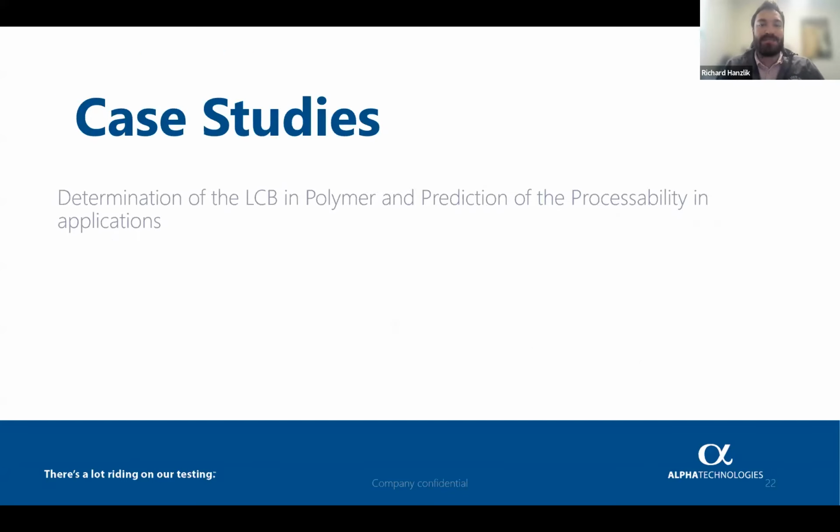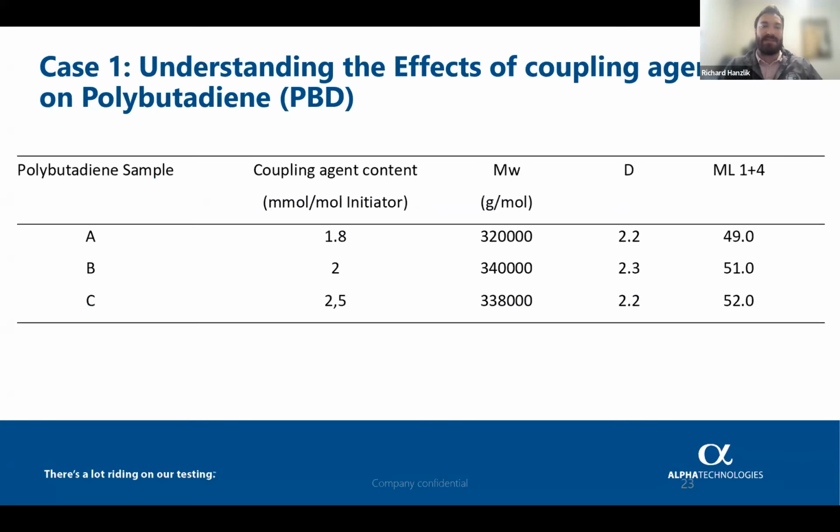So now we're going to jump into some case studies which apply these mathematical models, the LAOS test method, and the Fourier transform analysis. Here we're going to look at a couple different materials: EPDM, NBR, SBR, and some polyethylene.